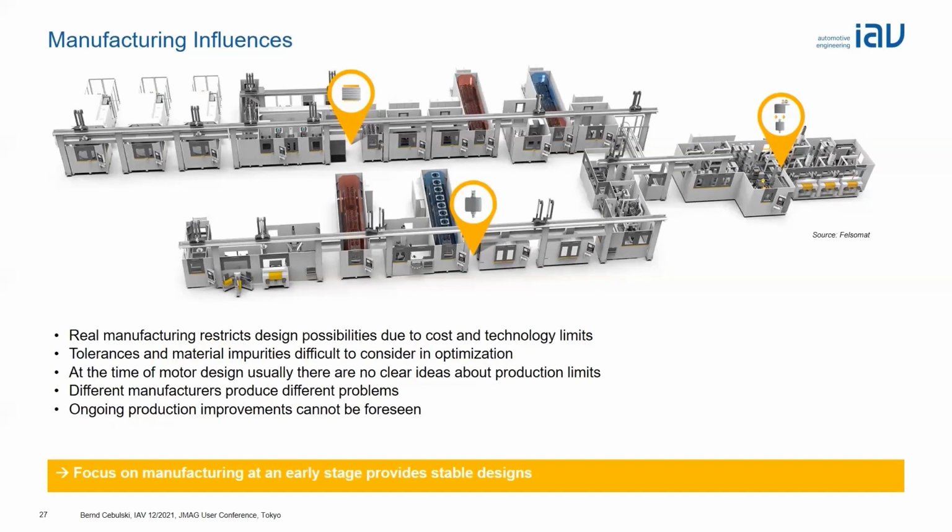On the other hand, different manufacturers produce different problems. It's not only a question of the machine type and the stamping method, it's also a matter of tolerances and maybe wear out of the stamping and other things. And also there might be some production improvements that you cannot foresee in your design, which you also need to consider. So to focus really on manufacturing at a very early stage really assures that you can provide a stable design that will not change if the machine is really manufactured.